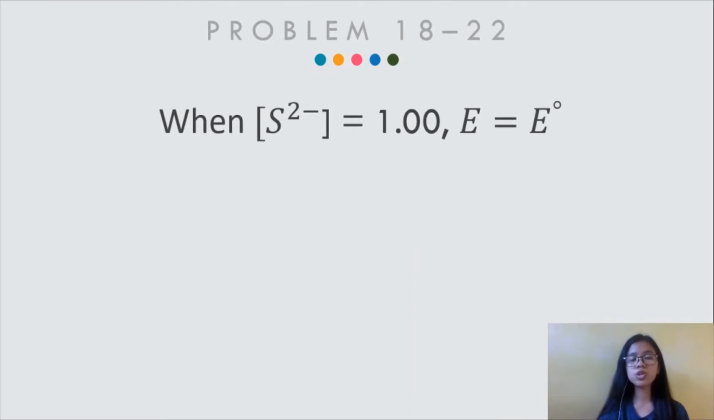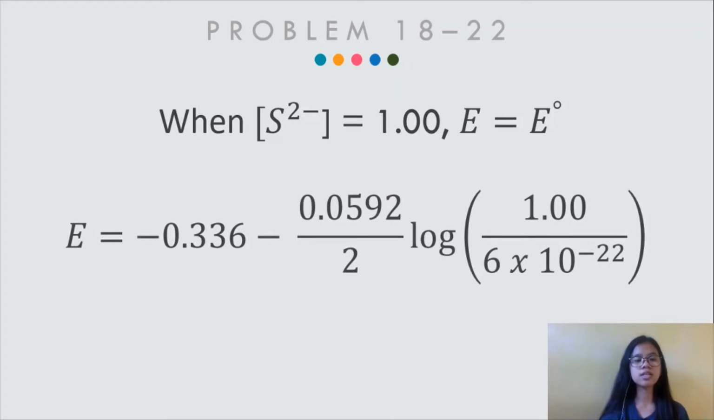We assume that when sulfide is equal to 1, the potential will be equal to the standard potential. Thus, we substitute these values to the preceding equation and it gives us E is equal to negative 0.336 minus 0.0592 over 2 times the logarithm of 1 over 6 times 10 raised to negative 22. Computing this, we will be able to arrive at the standard potential of the reaction, which is negative 0.96 volts.